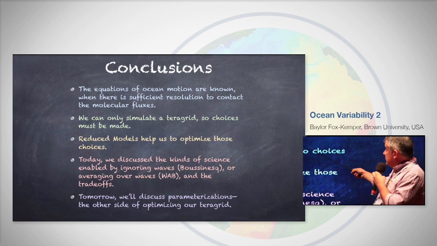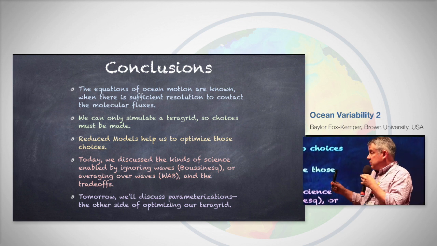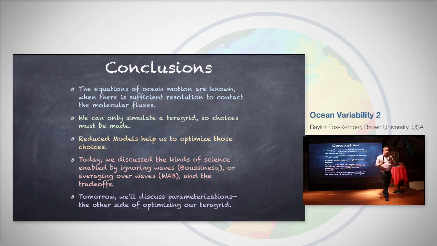So, the equations of motion are known when there's sufficient resolution, but we can only simulate about a teragrid, so we have to make choices. Using reduced models helps connect, in a dynamically relevant and more efficient way, phenomena across scales. So today we discussed the kinds of science you can do by ignoring waves, sound waves, the Boussinesq, or averaging over waves, which is the wave average Boussinesq equations, and some of the trade-offs. So tomorrow we're going to discuss the other side of this, where we start to build parametrizations, that is, actively re-inject the effects of small-scale phenomena that are not resolved. All right, thanks.